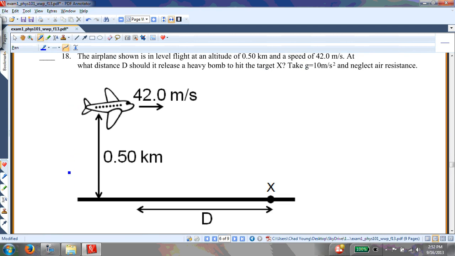All right, an airplane is shown with an altitude of a half kilometer, which is the same as 500 meters, and a speed of 42 meters per second. At what distance D should it release a heavy bomb to hit the target X? Our first thing is we want to find the time required for the bomb to go from here to here.